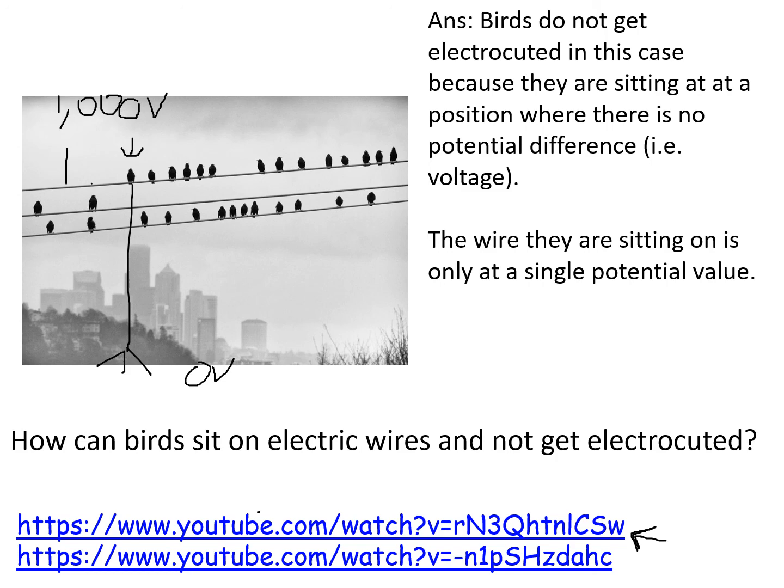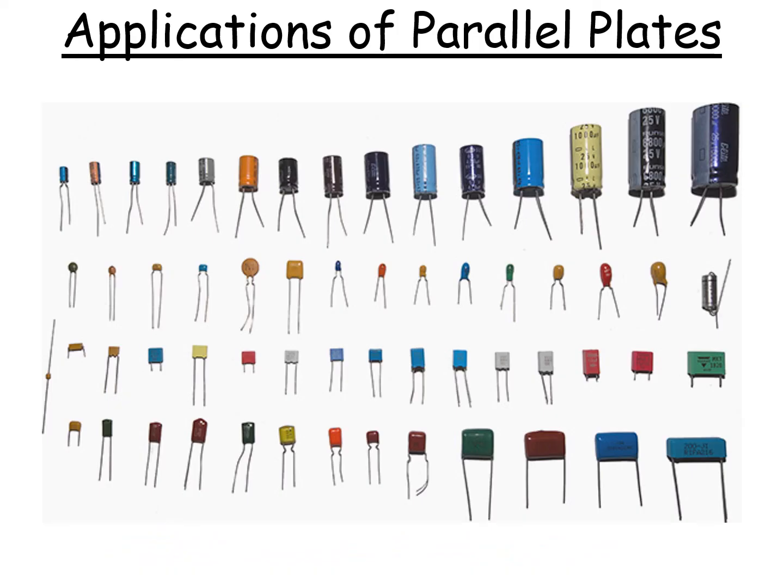Okay, and then a final one, what can we use this potential difference for? We can use it in something called parallel plate capacitors. And that's what these look like. We'll talk more about these when we move on to the electronics topic.